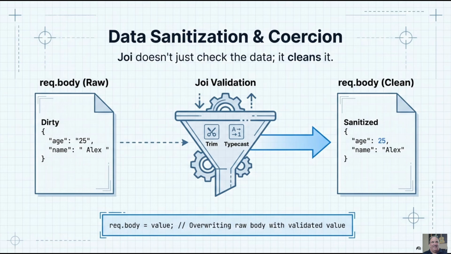So by the time your controller destructures the request body, everything is exactly the type and format you expect. This is a subtle but incredibly valuable feature. It means fewer type-related bugs downstream and cleaner data in your database.